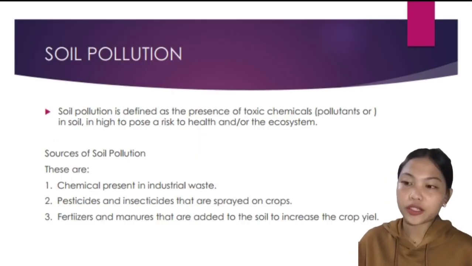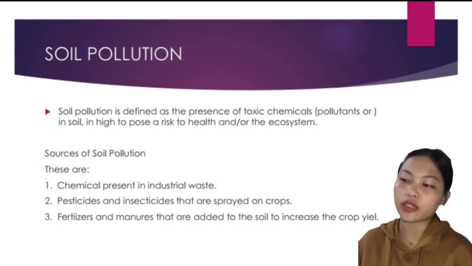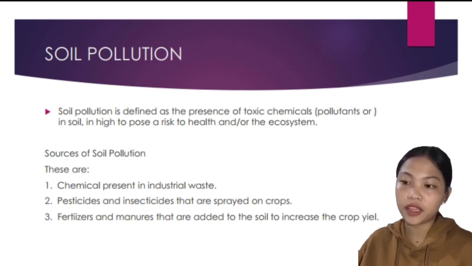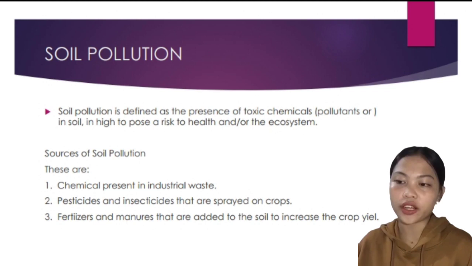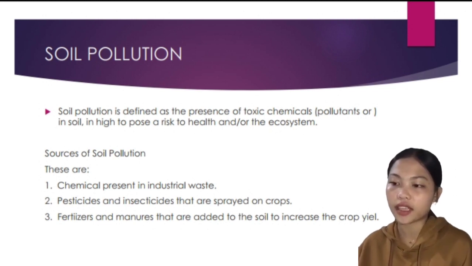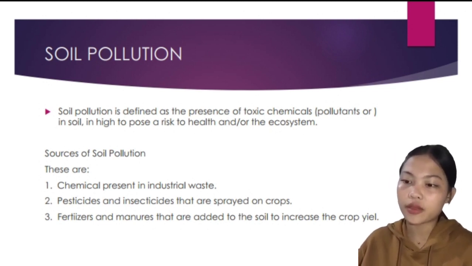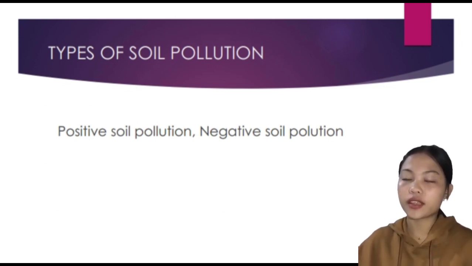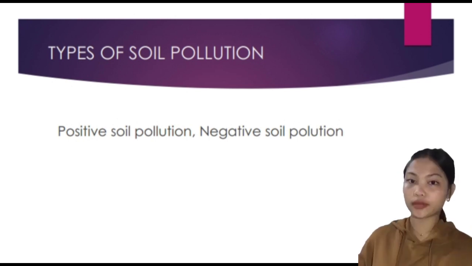Soil pollution. Soil pollution is defined as the presence of toxic chemicals and pollutants in soil in high enough concentration to pose a risk to health and or the ecosystem. Sources of soil pollution are, first, chemicals present in industrial waste, pesticides and insecticides that are sprayed on crops, fertilizers and manures that are added to the soil to increase the crop yield. Types of soil pollution: positive soil pollution and negative soil pollution.